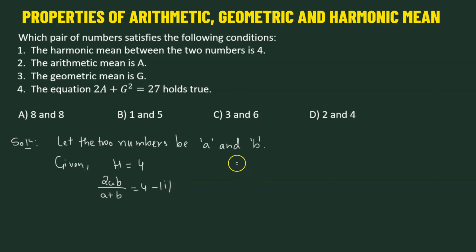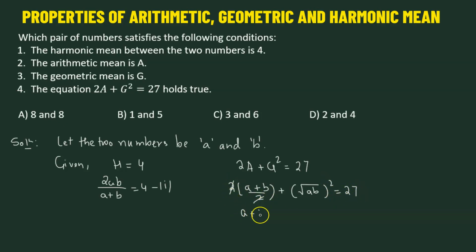And we have the equation 2 times A plus G squared equals 27. Fine. Now what's the arithmetic mean of A and B? The arithmetic mean of A and B is simply (A plus B) over 2. And then we have G, the geometric mean of A and B, so that's square root of AB, whole squared. So this will be equal to 27. So we can cancel out 2. We are left with A plus B plus AB equals 27. So this is the other equation that we are getting here.